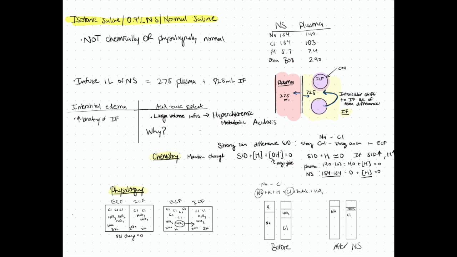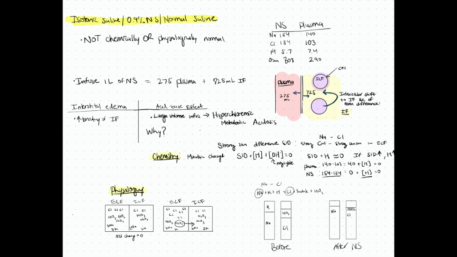If you look at the boxes on the right, which box actually got smaller? The bicarb, right? So in order to maintain electronegativity after increasing the concentration of chloride, the bicarb has to decrease. Because you're losing bicarb and you have too much chloride, that's why they call it hyperchloremic metabolic acidosis. That was pretty fun, right?